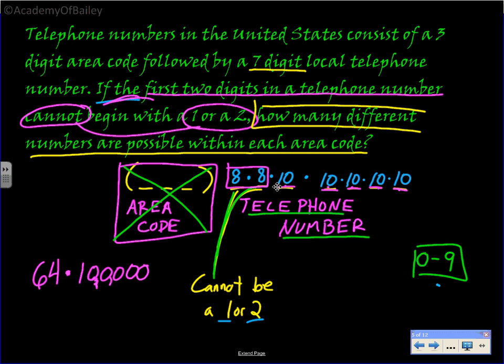This one is 64 times 100,000, which is going to be 64 with 5 zeros, 6,400,000 different ways. I thought that first number looked a little small, so 640,000 was a little bit small, so 6,400,000 different ways. Sorry about that. Let's move on.